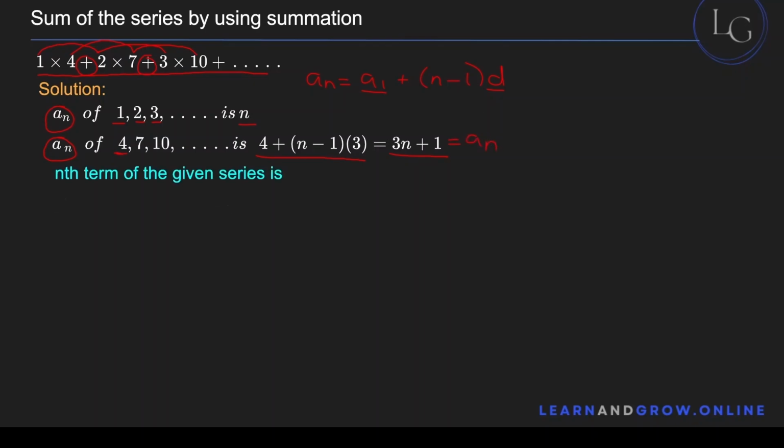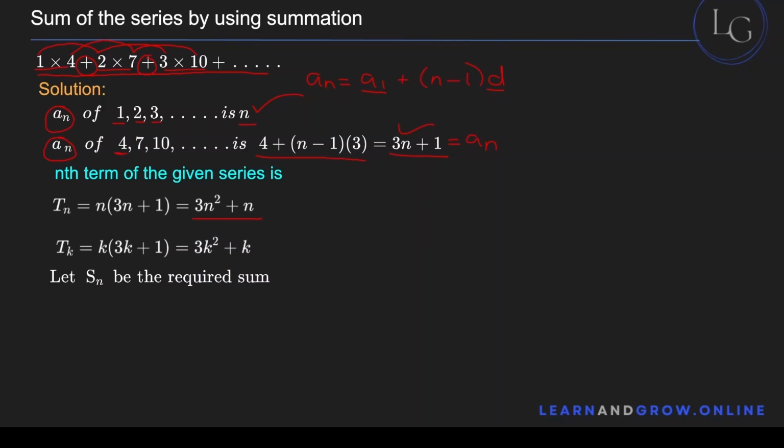And now, because the question asks us to find an expression for the sum of this series, you will multiply these two expressions for an, because over here these two terms are being multiplied. So this comes out to be n into 3n plus 1. This n and this 3n plus 1 will be multiplied, and then you'll get 3n square plus n.